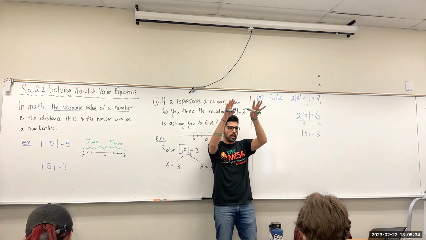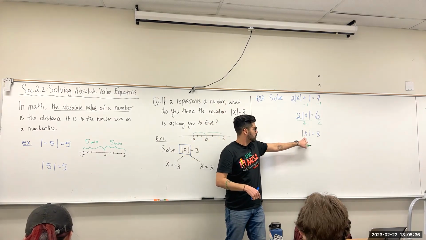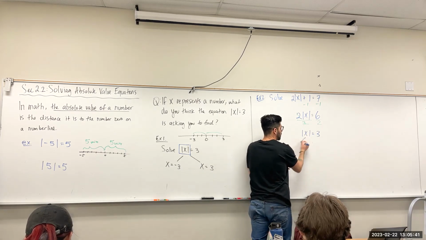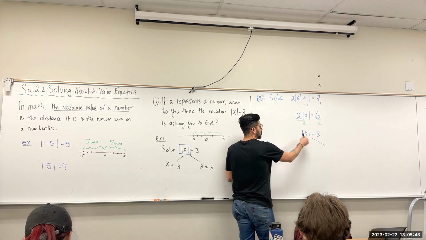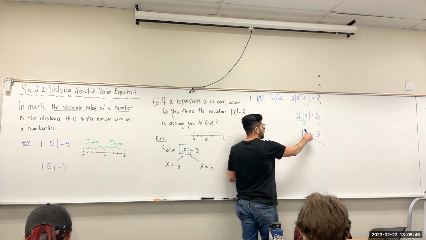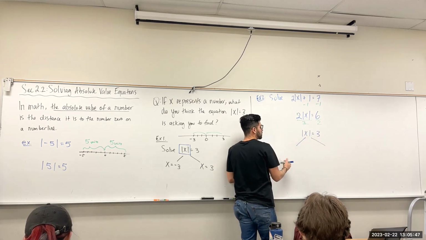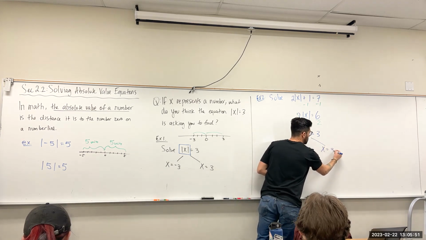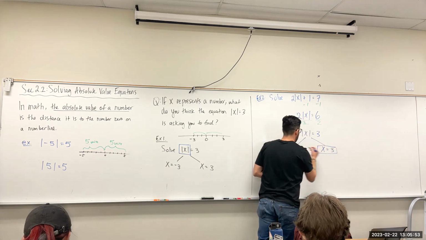Okay, so first you got to do all the algebra to isolate the absolute value expression. Once you do that, there's no algebra. Now it just conceptually turns into whatever is inside the absolute value has to be 3 units away from 0. So either x will equal -3 or x will equal +3. And both of these are going to be your solutions.